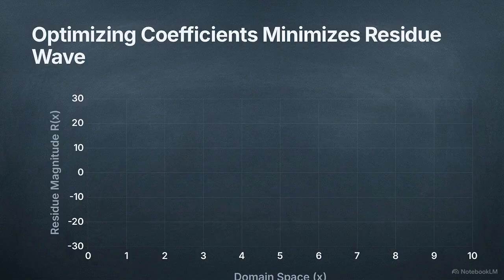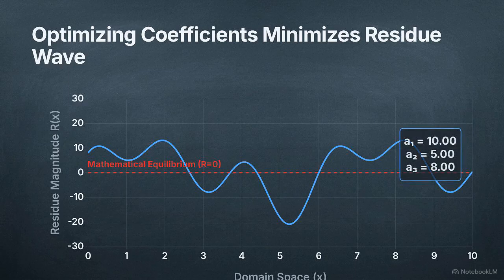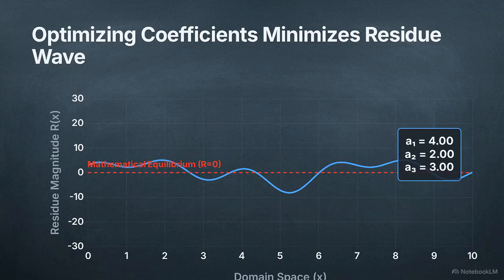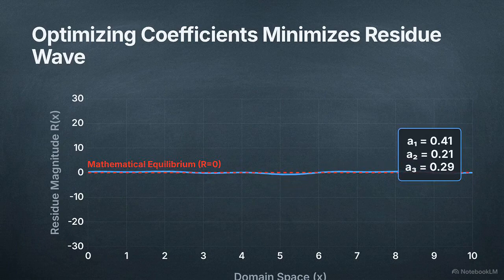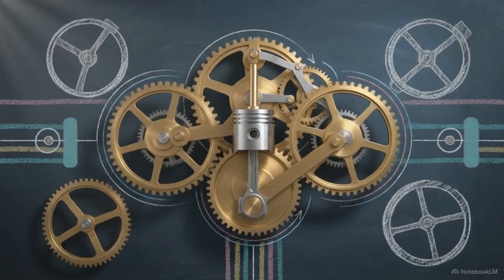If we graph the residue across our domain, it appears as a fluctuating wave, deviating from the zero axis where the approximation fails to satisfy the equation. To fix this, we look back at the only elements we can change, the coefficients of our series. Adjusting these coefficients directly changes the shape and intensity of the residue wave. The goal is to manipulate these coefficients until the wave flattens, hugging the zero line as tightly as possible across the entire domain. Forcing the residue toward zero is the mechanical engine of numerical solving.